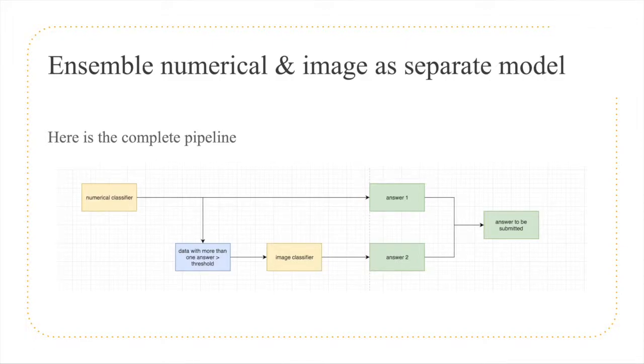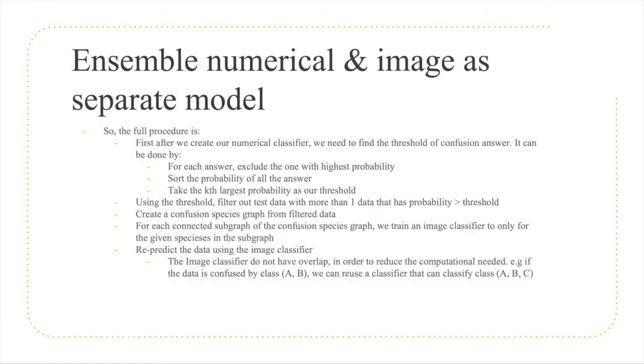So in summary, this is the complete pipeline of our predictor. The full procedure for our final classifier is: first, we create a numerical classifier and find the threshold of confusion. Next, using the threshold, we filter out the test data that has more than one class with probability higher than the threshold. After that, we create a confusion species graph from the data.